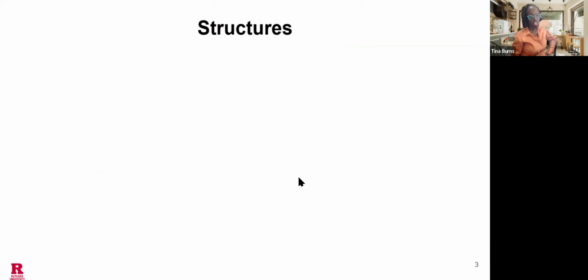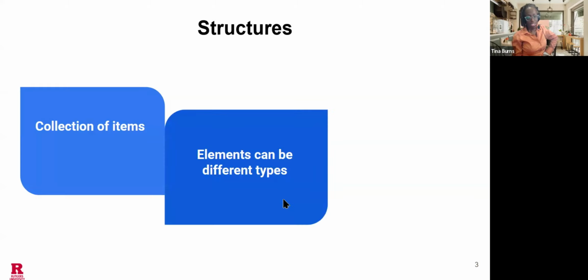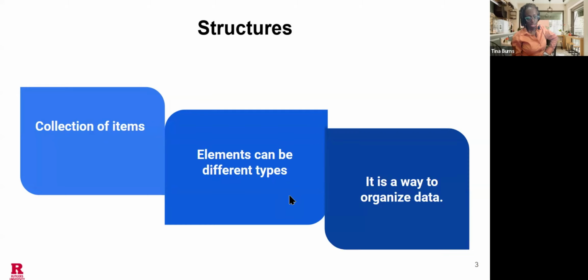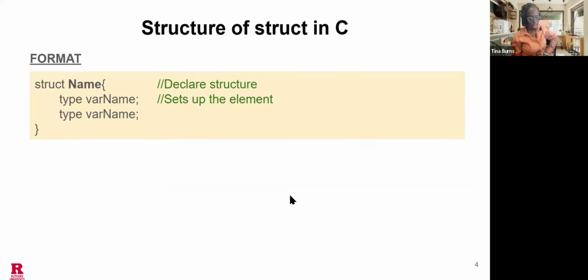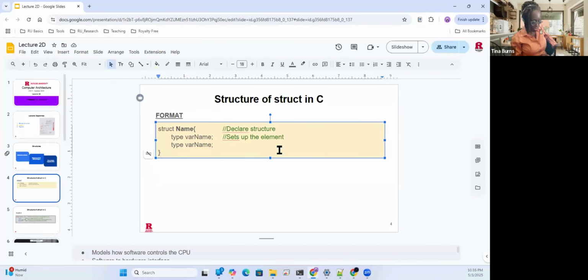Now, keep in mind that a structure is a collection of data items, and it's really good for helping us to organize data. Now, this can consist of elements of different types, and it's a good way to just organize data. Here's a general format for a structure. You have your variable type, then the name, brackets, and inside of the brackets, you are indicating what you want to set that up as. You also want to make sure that you end this with a semicolon.